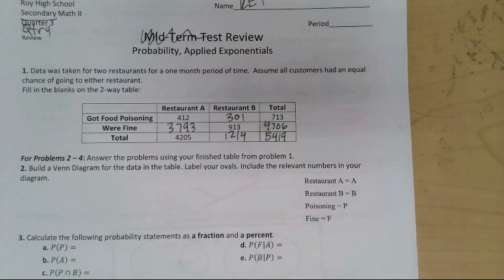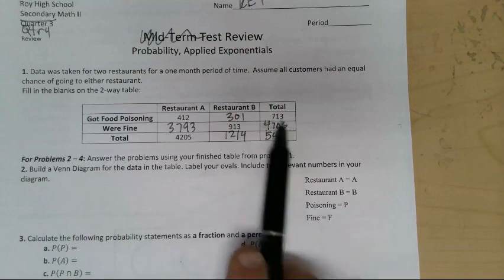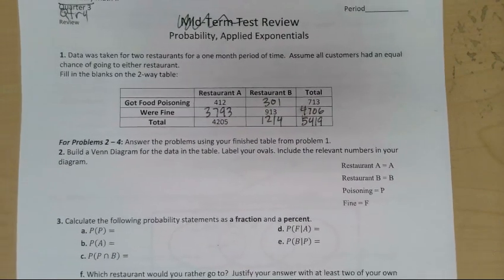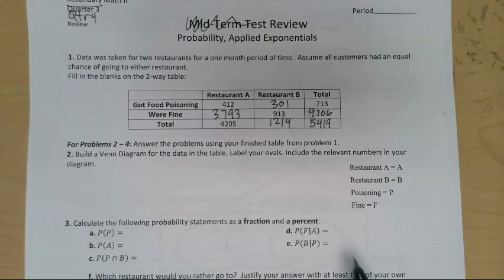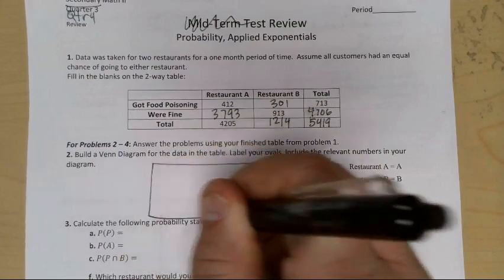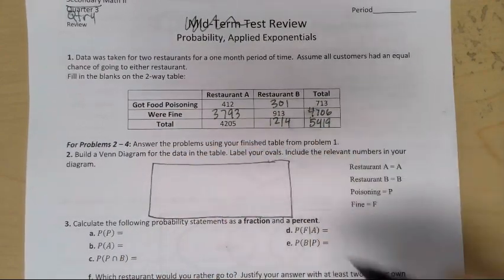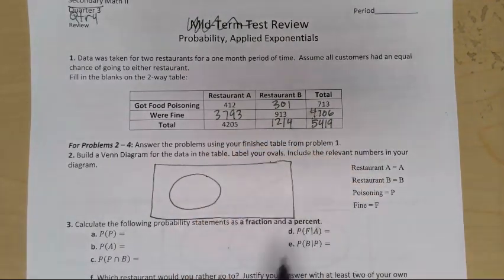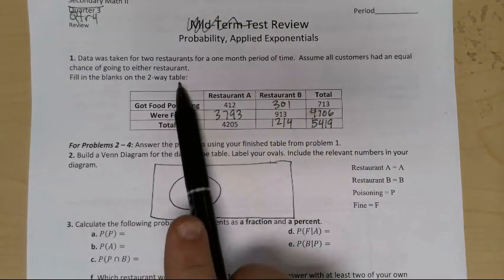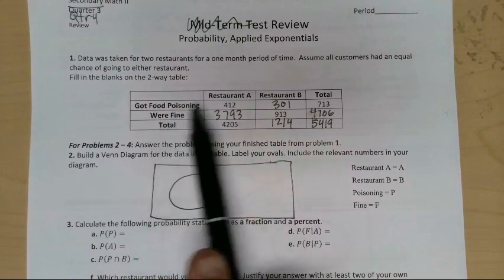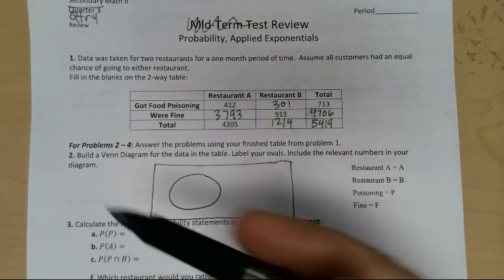Cool. So it says for problems 2 to 4, answer the problems using your finished table. So this one from problem 1: build a Venn diagram. Okay. Label your ovals. So my Venn diagram is going to look like such. I'm going to have 2 ovals, because I only have 2 values here and 2 values here.